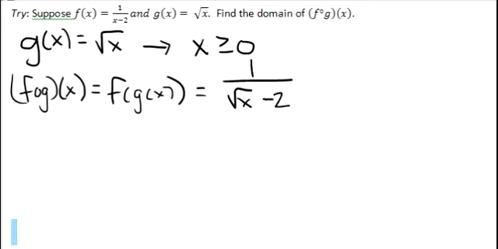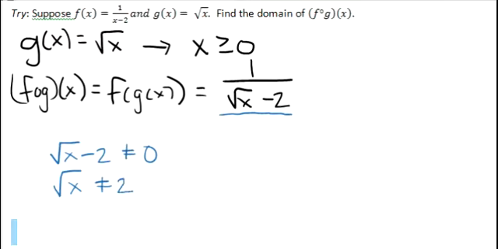And now we need to find the domain of this second piece. We need to make sure that the denominator down here does not equal 0. We've already shown that the square root of x, the g of x piece, cannot have any numbers that are less than 0, so we don't have to worry about that. But we do need to make sure that our denominator, the square root of x minus 2, does not equal 0. Solving this out, adding 2 to both sides, we get the square root of x does not equal 2.